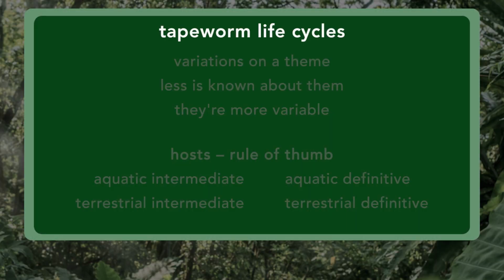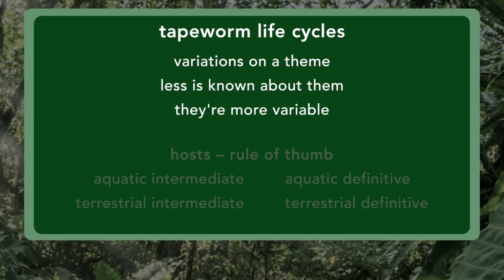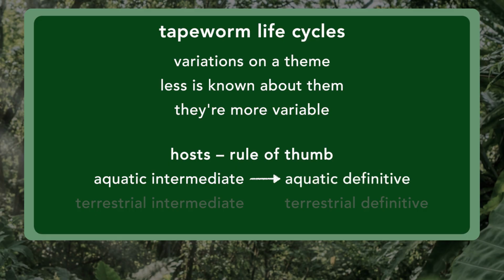In tapeworm life cycles, we'll see a couple different versions, and we do see some of the variations on a theme that we noticed in the trematode life cycles. Tapeworm life cycles in general are more poorly known than trematode life cycles, and they're more variable. But a good rule of thumb is that we often see that if a tapeworm has an aquatic intermediate host, it probably also has an aquatic definitive host. And if it has a terrestrial intermediate host, it probably has a terrestrial definitive host.